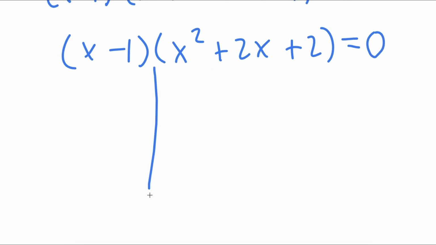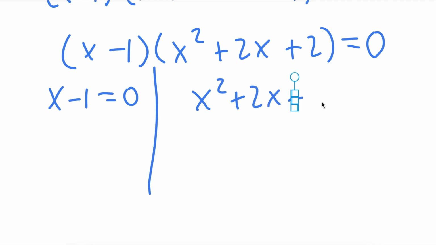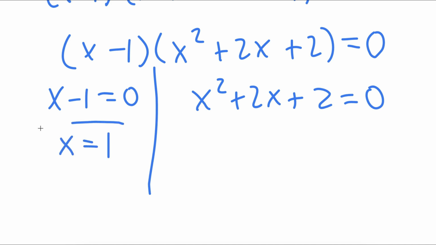So now this gives me two equations. I have x minus 1 is equal to 0, and I have x squared plus 2x plus 2 is equal to 0. So for x minus 1 equals 0, x is obviously equal to 1, so that's one solution of x.